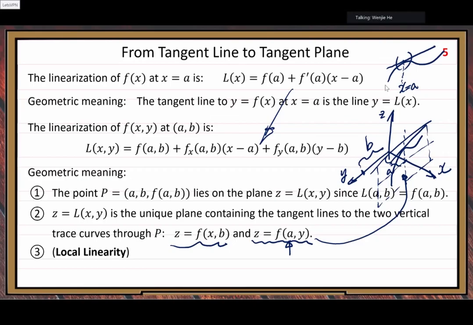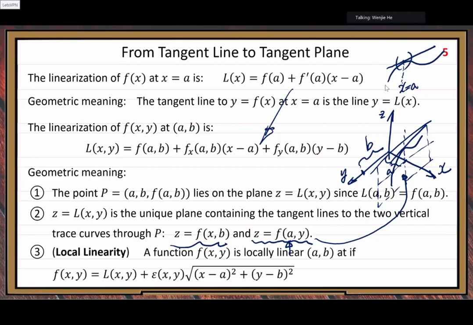In the 1D case, we also have this local linearity property. Then the 1D case is very simple. If f prime of A exists, then it has the local linearity property. That's simple. F prime of A exists, the derivative exists, then it has the local linearity property. That's the 1D case. But the 2D case is more complicated. So let me explain the 2D local linearity case.